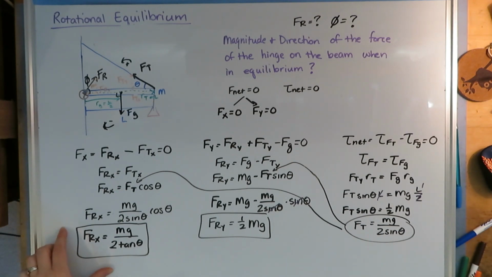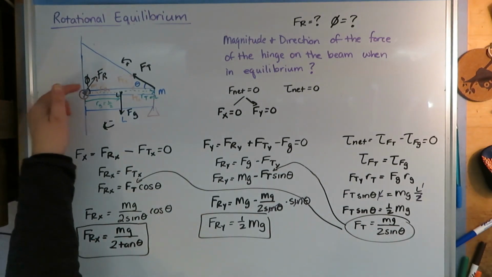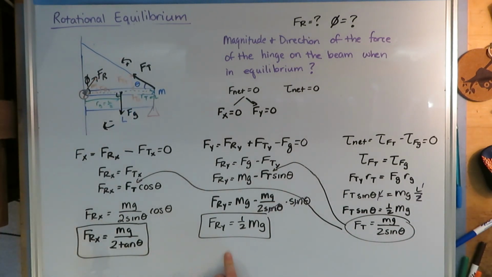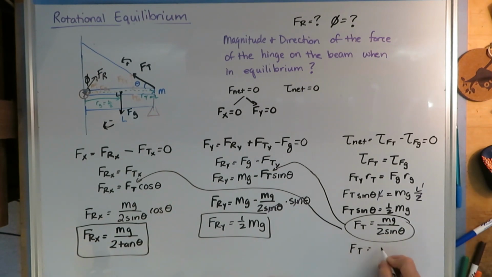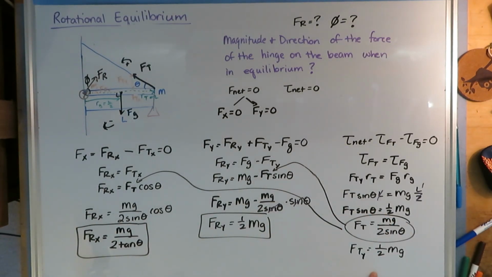And then FRX is equal to FTX. So that's really a kind of cool fact there as well. So one thing that I notice is that FTY is actually going to equal FRY, because if I go back up here and look at this, FTY is mg over 2 sine theta times sine theta. So FTY is also going to equal 1/2 of mg, because this is FTY right here.